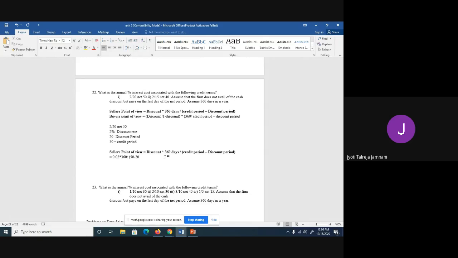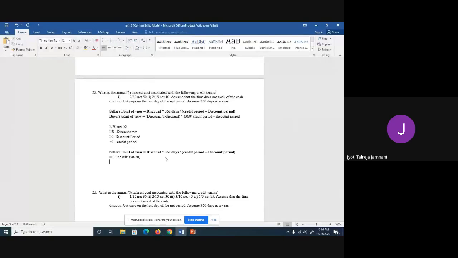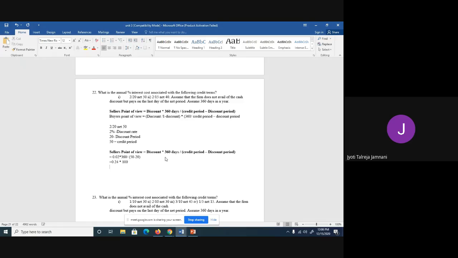So if you solve this, 50 minus 20 is 30, 0.02 into 360 divided by 30. If you do, you will get 0.24. Into 100, you will get 24%. So the annual percentage discount cost by giving 2% discount is 24% annually. So in every 20 days, if anybody pays in 20 days, you're giving 2% discount. Any doubts till here?